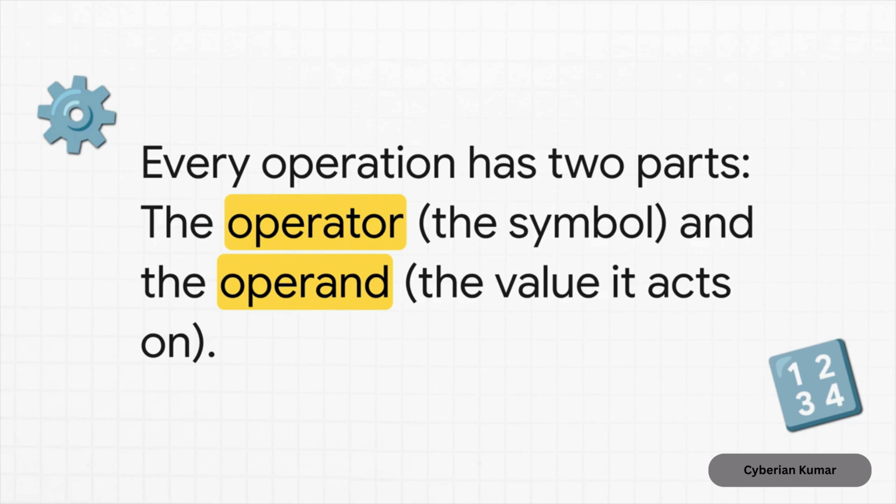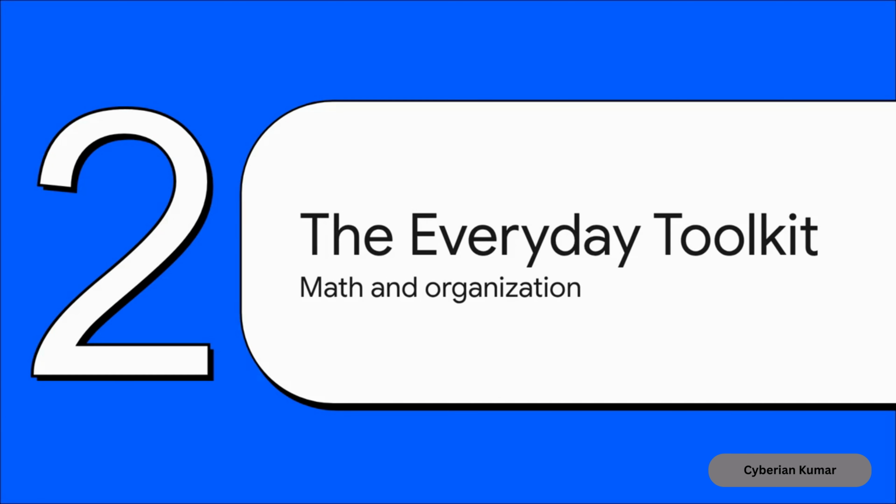Okay, so here's the basic lingo. Every time we use an operator, there are really two main parts. You've got the operator itself. That's the symbol, like the plus sign. And then you have the operands. Those are the values or variables that the operator works on. So in 5 plus 3, plus is the operator, and 5 and 3 are the operands. Easy enough, right? All right, now that we've got the vocabulary down, let's start building our everyday toolkit.